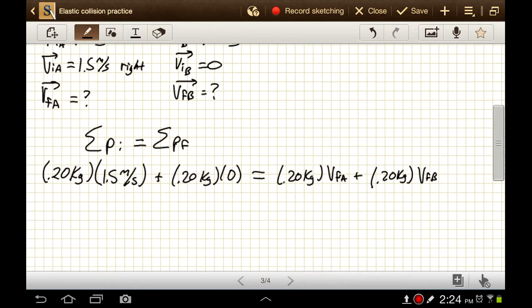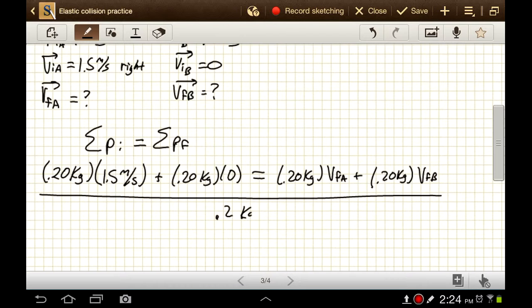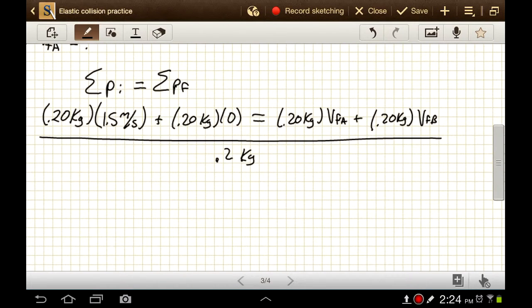And I notice that we have a 0.20 kilograms in every term, so we can simplify this by dividing everything by 0.2 kilograms. We end up with just 1.5 meters per second on the left side. And then on the right we have, just divided that, so it's just V final A plus V final B.